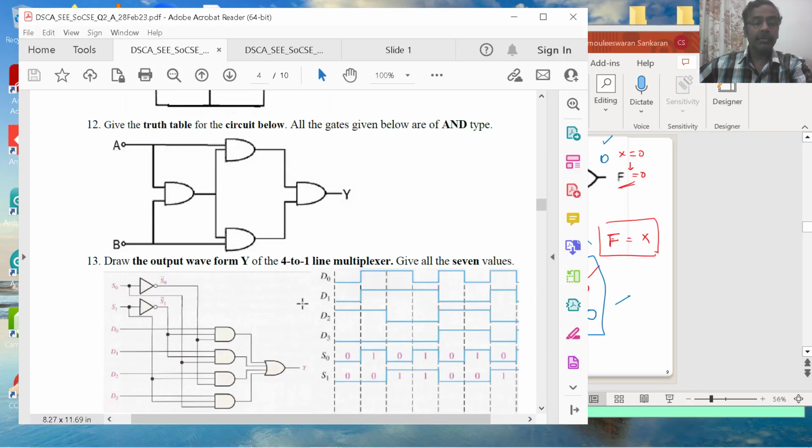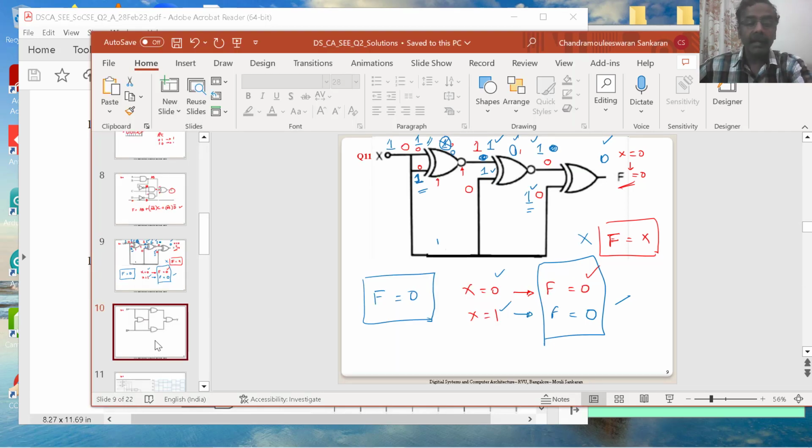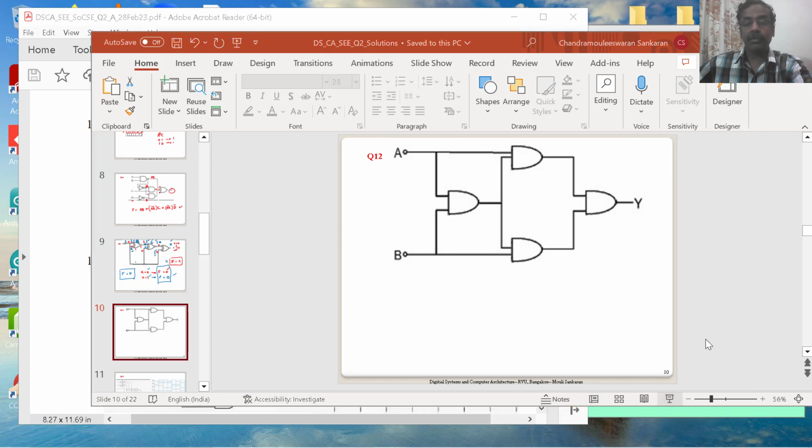Now, let us look at the next question. This is a 2 marks question. So, you need to be a little bit careful in finding the values. Now, give the truth table for the circuit below. All the gates given below are AND gates. It's all AND gates. Okay. So, what is the truth table given this circuit? So, you have to painfully go through this again and then find out what is the truth table.